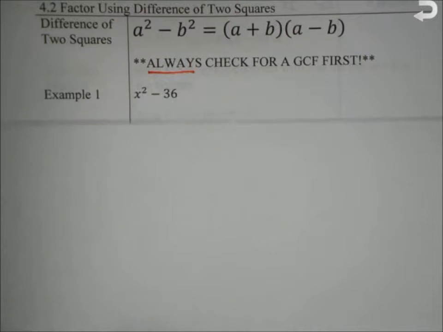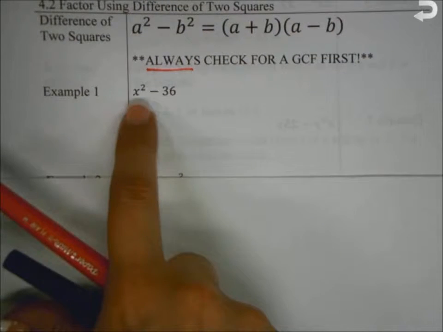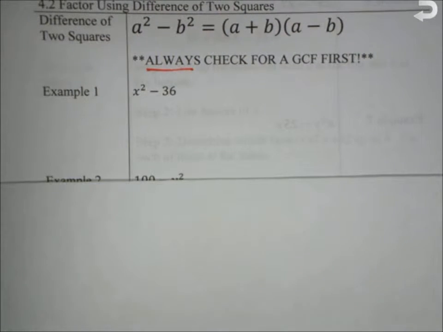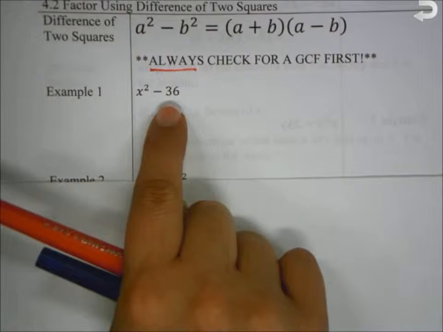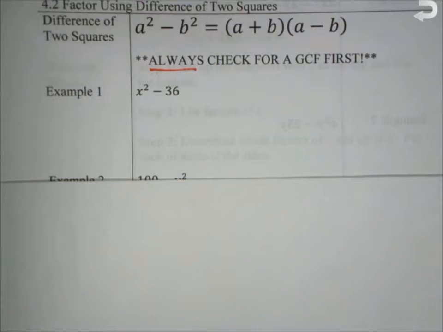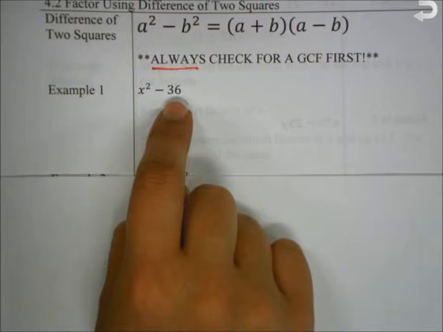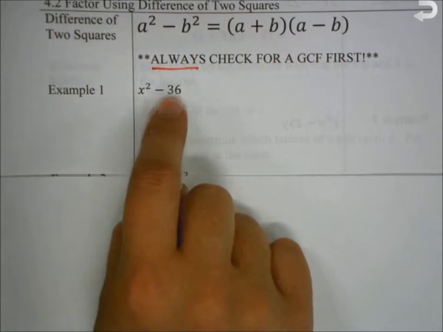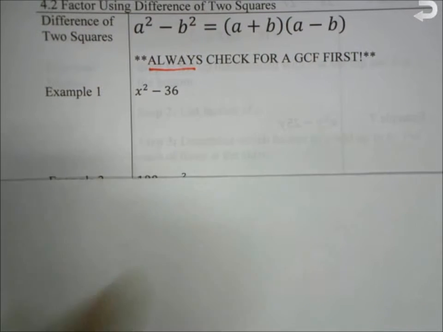Example 1. X squared minus 36. First thing we want to look for, is there a GCF? Look at this really quick. Do you see a greatest common factor in here? Yes. What do you think it is? 36? Does x squared have a 36 in it? No. It can be 6. X squared is just x times x, and does 36 have any x's in it? No. So there's no GCF, right? Okay, there is no GCF in here.